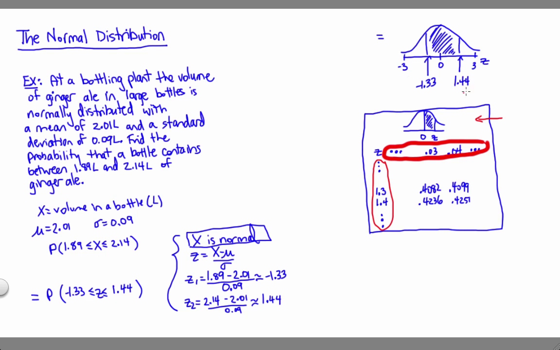Now the Z values we calculated were 1.44, so the area corresponding to that would be this one here. And our other Z value was negative 1.33, so I'm going to use the positive version of that, 1.33. We'll see why in a moment, and the area associated with that is this area here.